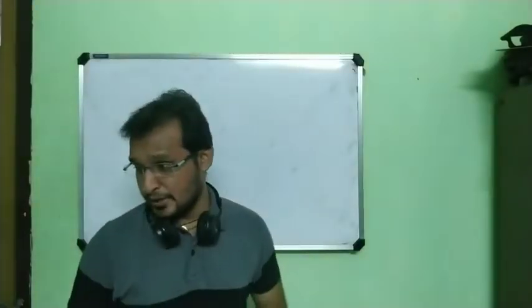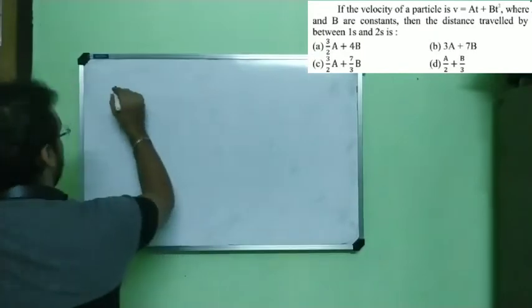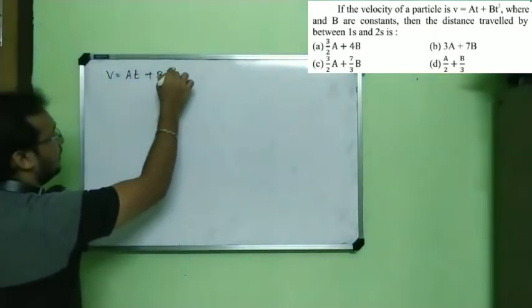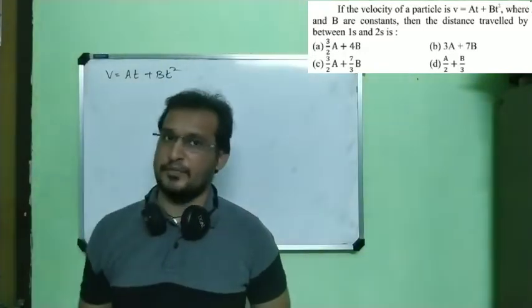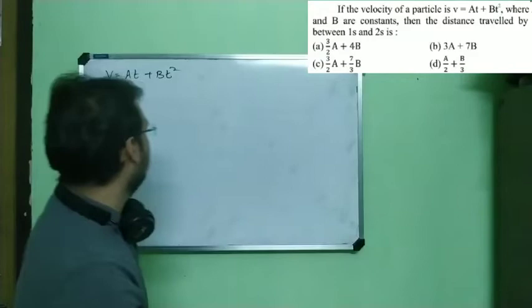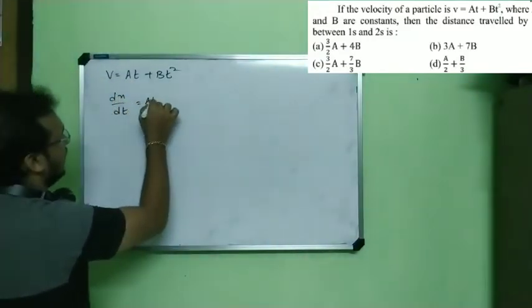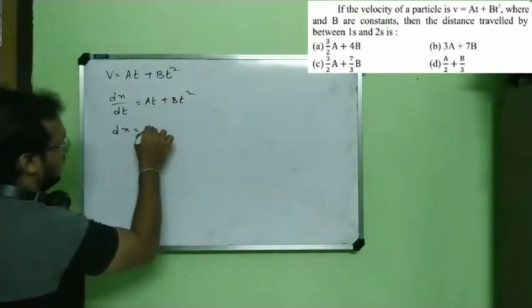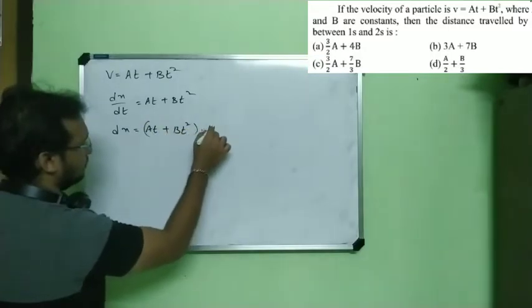So here is the next question. If the velocity of a particle is given as v = at + bt square, where a and b are constants, then find the distance traveled between 1 second and 2 seconds. See, what is v? V means dx by dt. So dx by dt equals at plus bt square. So what is dx equal to? dx equals at plus bt square whole into dt.